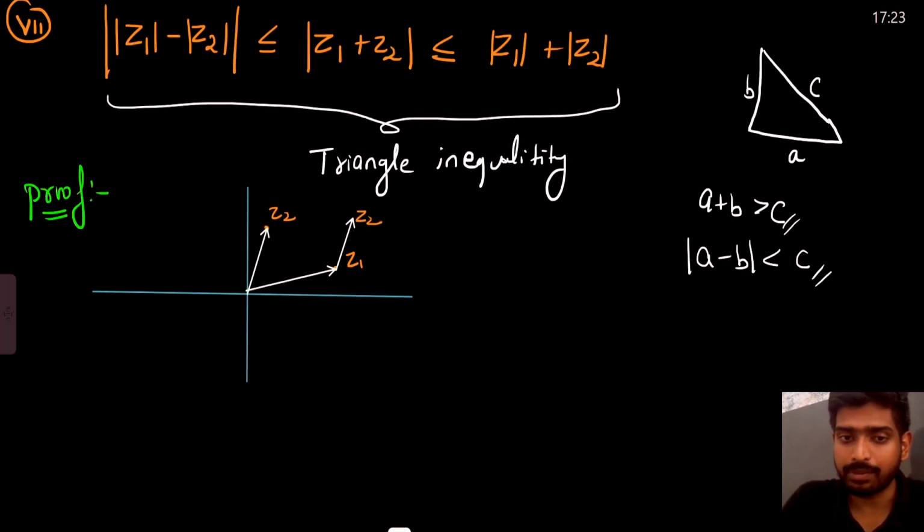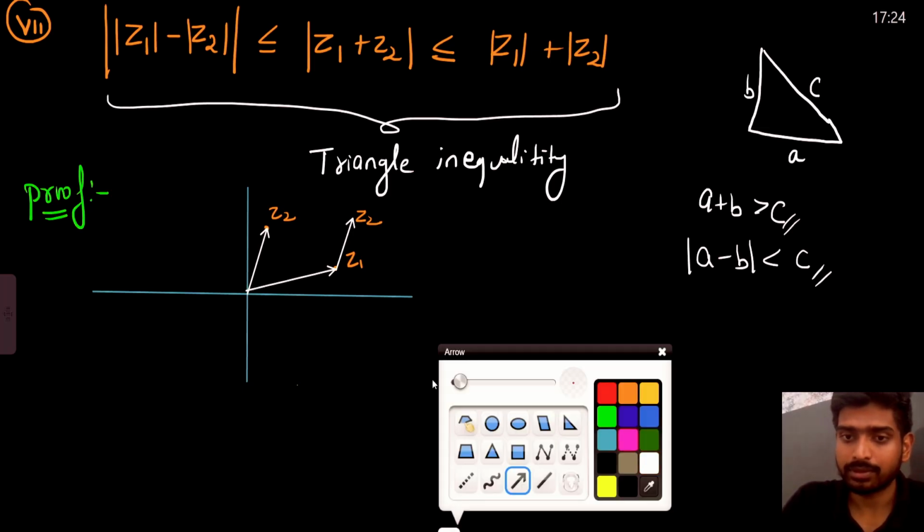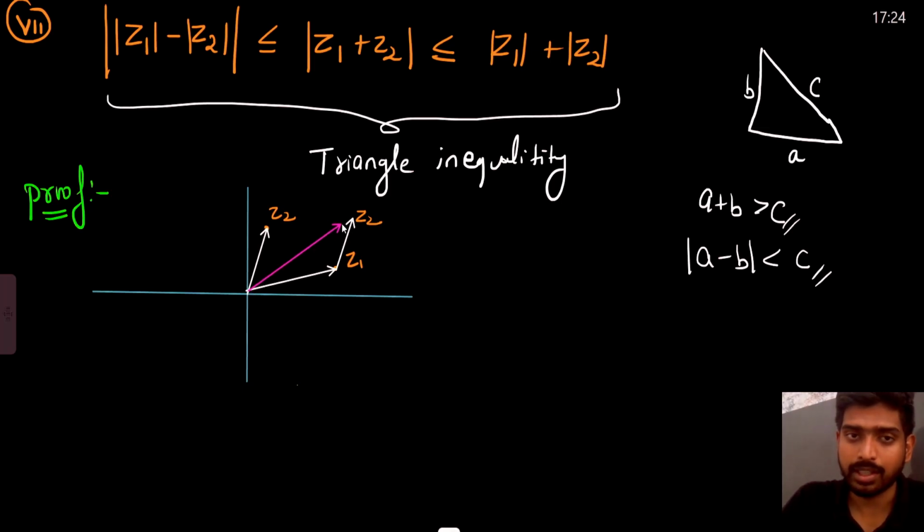Now if we add both of them, we will get the third side of the triangle. This will be my third side of the triangle, and this is equal to z1 plus z2. Got it? Look at this triangle. What is this side length? This side length is equal to mod of z1. What is this side length? This side length is equal to mod of z2, and this third side length is modulus of z1 plus z2.